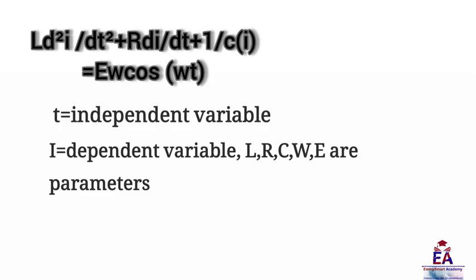T. I is dependent. And then we have L, R, C, omega, and E as well. What are they? Parameters. They are called parameters. Okay.